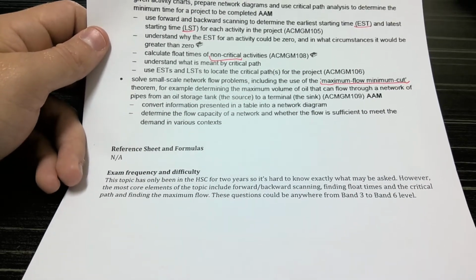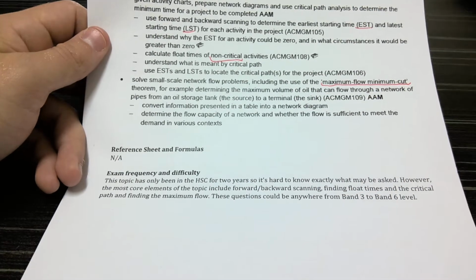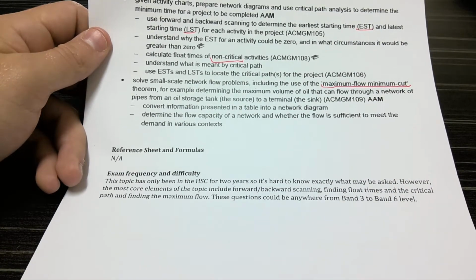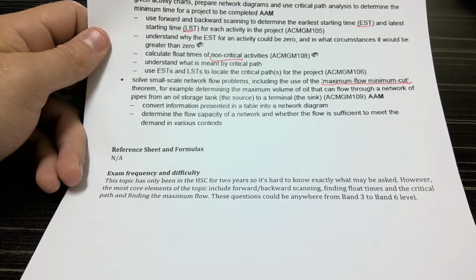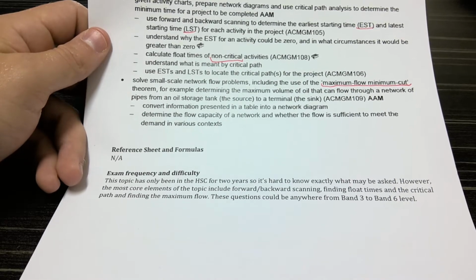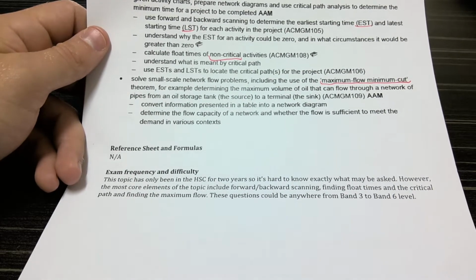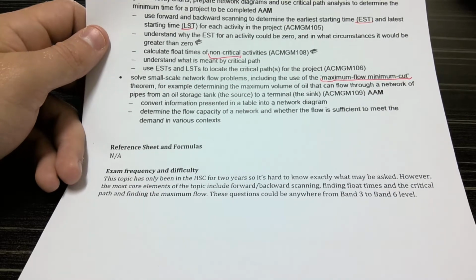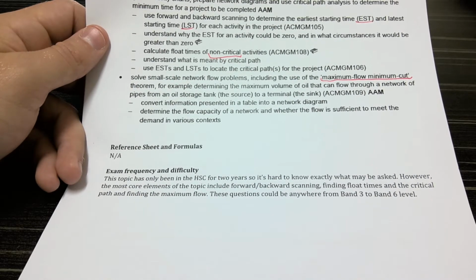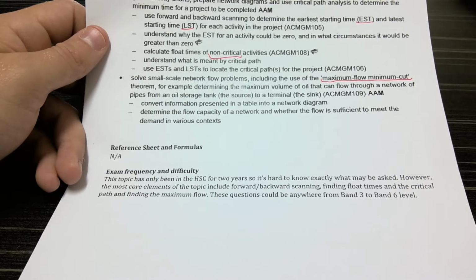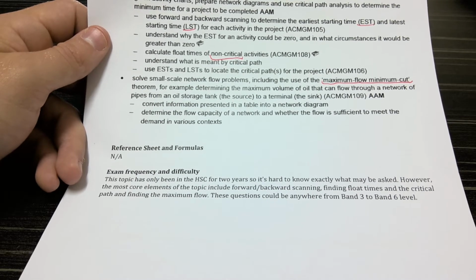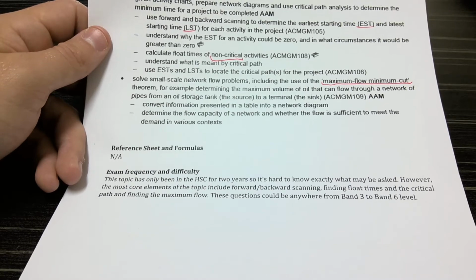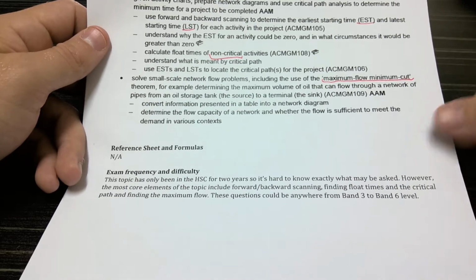And this topic has only been in the HSC for 2 years as of this video. So it's hard for us to know exactly what's asked, but when you look at past trial papers and past HSC papers, the main things that are asked are doing your forward scanning and your backward scanning to find those important values of each activity, and then finding the critical path from that.